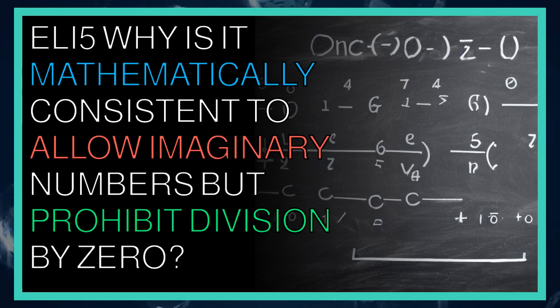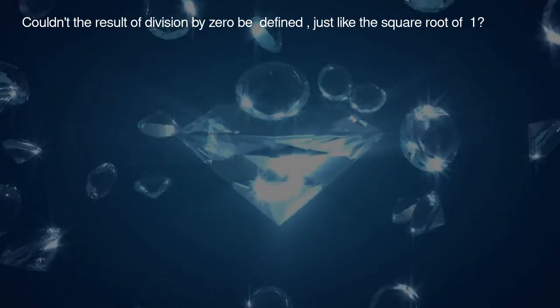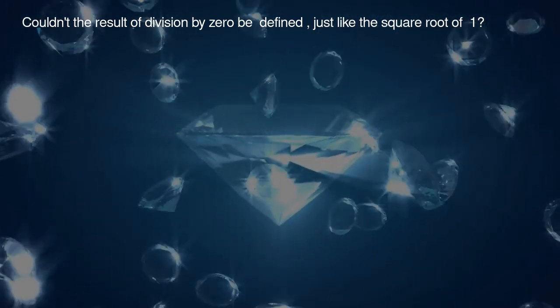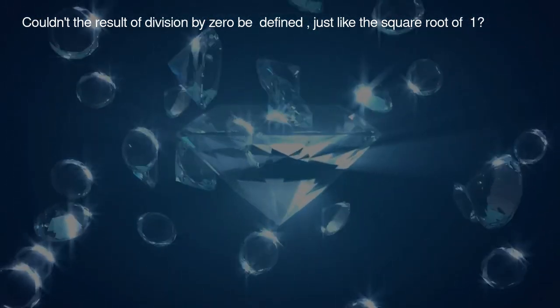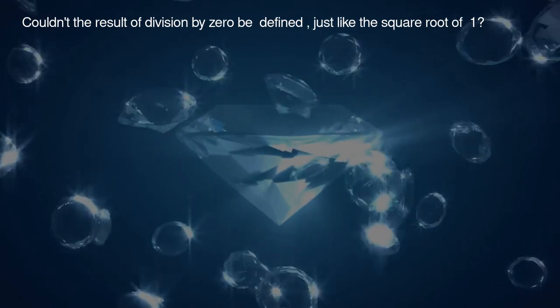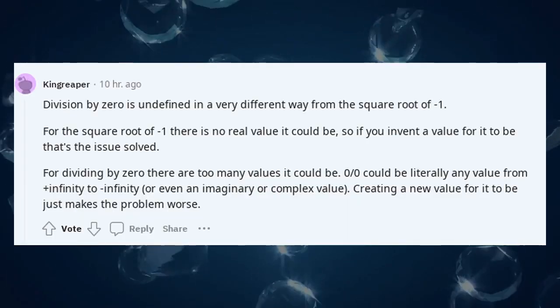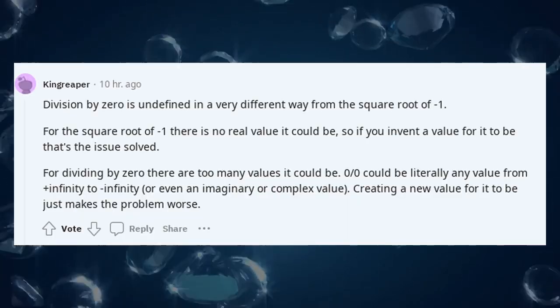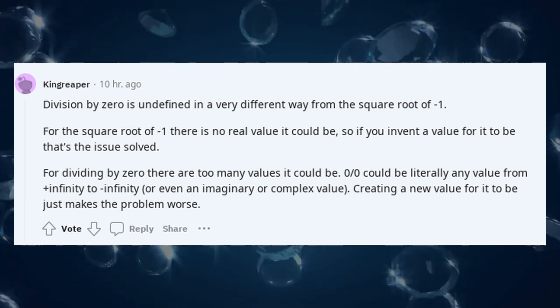Explain like I'm 5. Why is it mathematically consistent to allow imaginary numbers but prohibit division by 0? Couldn't the result of division by 0 be defined, just like the square root of -1? Division by 0 is undefined in a very different way from the square root of -1.